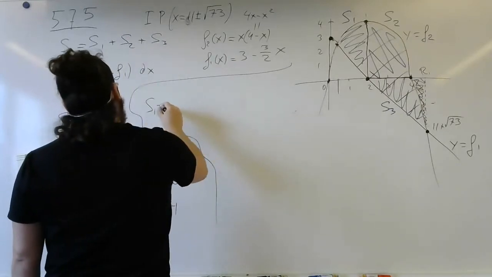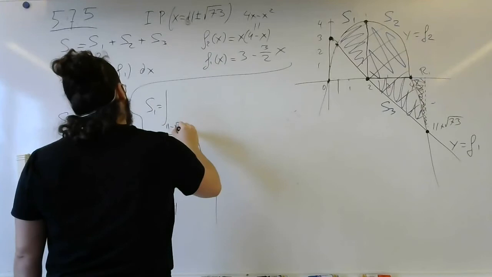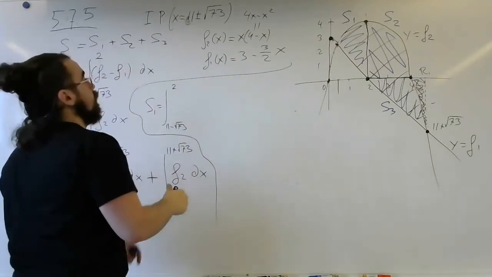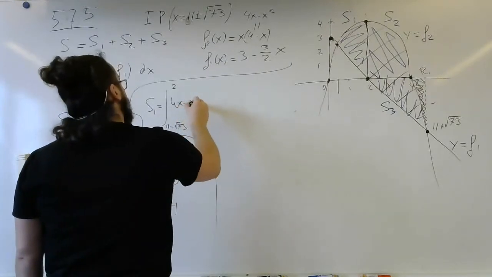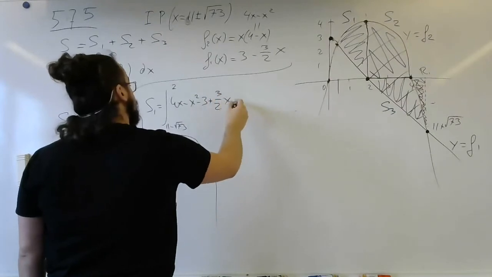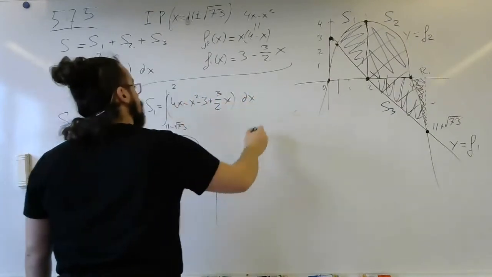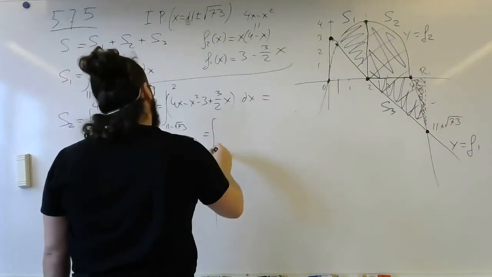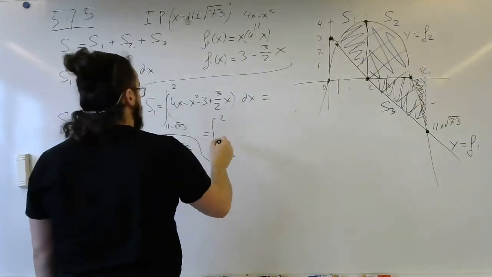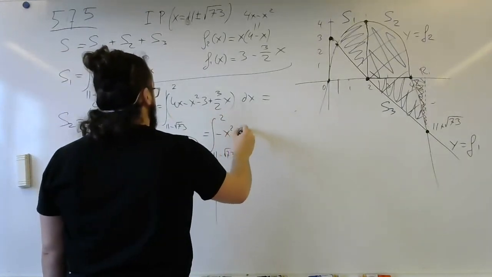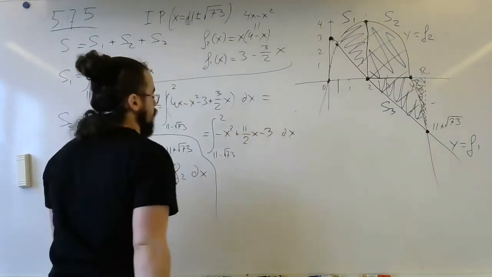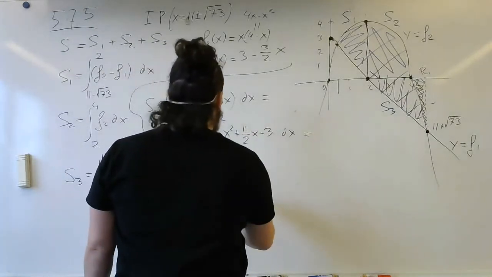S1 is the integral from point number 1 to 2 of f2 minus f1. So 4x minus x squared minus 3 and plus 3/2 of x dx. This is equal, this sums here, minus x squared plus 11/2 of x minus 3. And now we can solve this in one go because this is a polynomial.